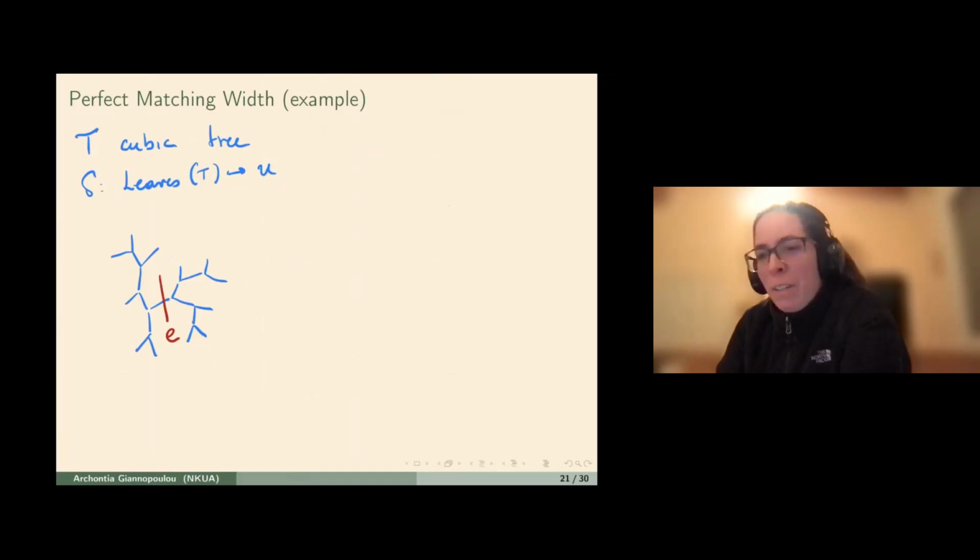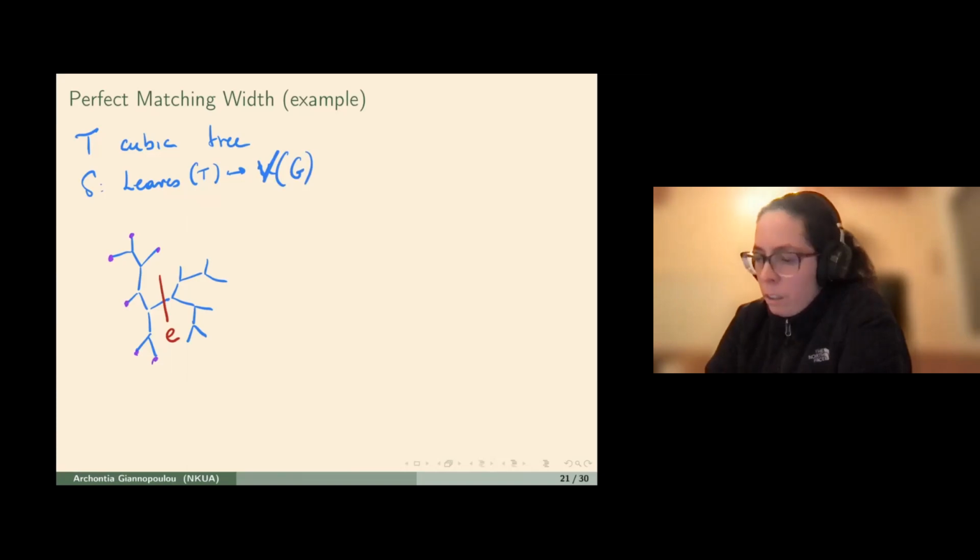So a perfect matching decomposition is basically a pair, which is a cubic tree, and a function, which is an isomorphism between the leaves of the tree and the vertices of the graph. Maybe it's better to write it as B of G. So, for example, in the branch decomposition on the leaves, I think we would have edges. Now we put vertices.